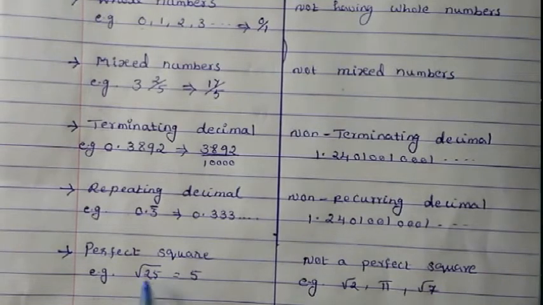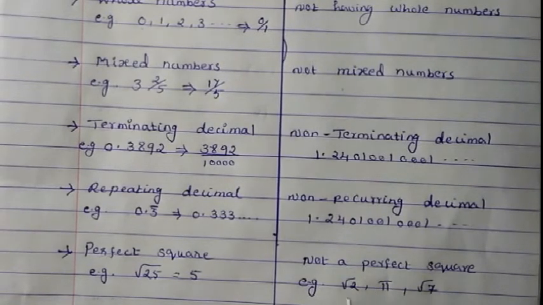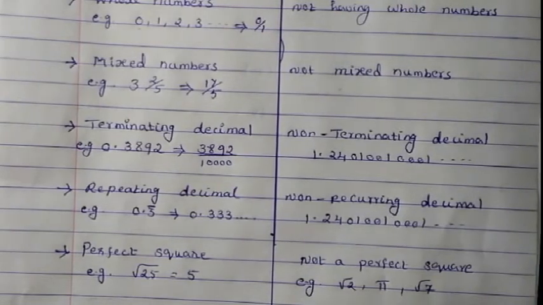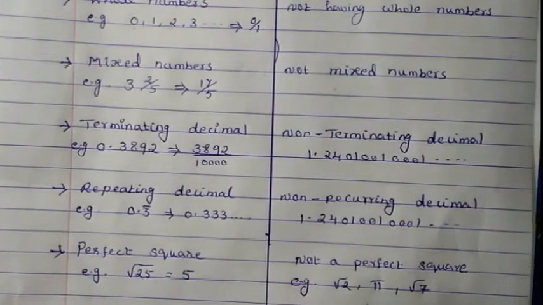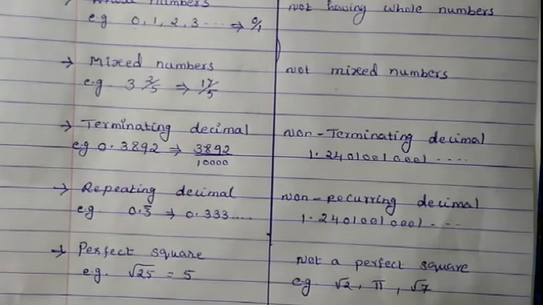The last point, perfect squares are rational numbers. So root 25 also can be written as 5. Whereas irrational numbers are not perfect squares. Therefore, root 2, you cannot take it out. Pi also is an irrational number, root 7 as well. So all the prime numbers, when they are under root, are irrational numbers.